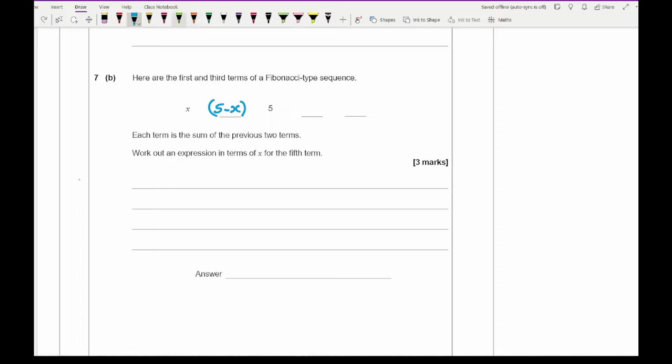Then from this, what I can then do is work out what the fourth term is going to be. So that's going to be 5 minus x plus 5. And if I do a bit of expanding and simplifying, I get that as 10 minus x. And then from this, I can then work out what my fifth term is going to be, and that's going to be 5 plus 10 minus x, which leaves me with 15 minus x. So the fifth term is going to be 15 minus x.